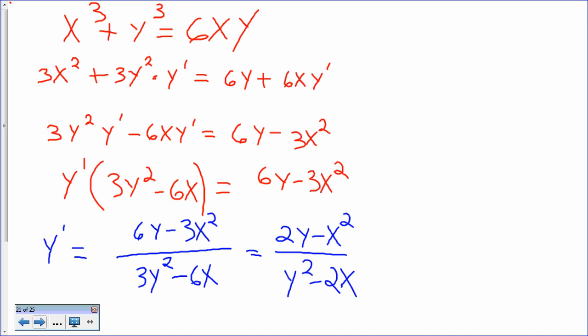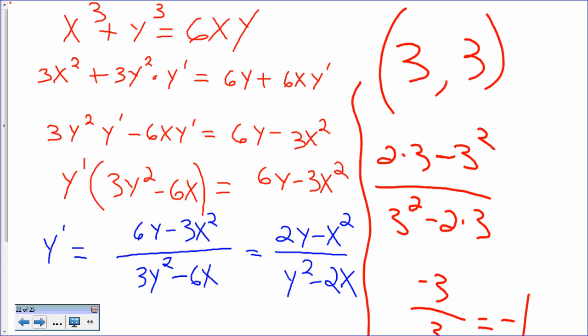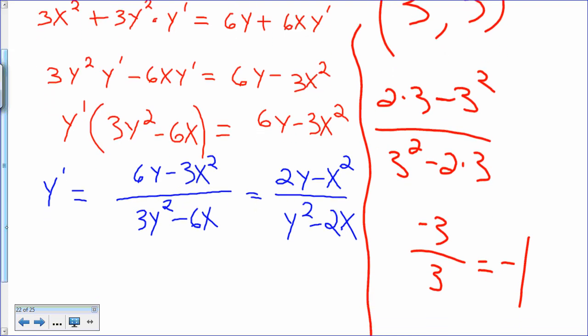So notice that the derivative of the function is dependent upon the x and the y value. And then I want to use the point (3, 3) and do a little chug and plug. Plug (3, 3) into that thing. So 2 times 3, 3 squared, 3 squared, 2 times 3. I end up with -1.